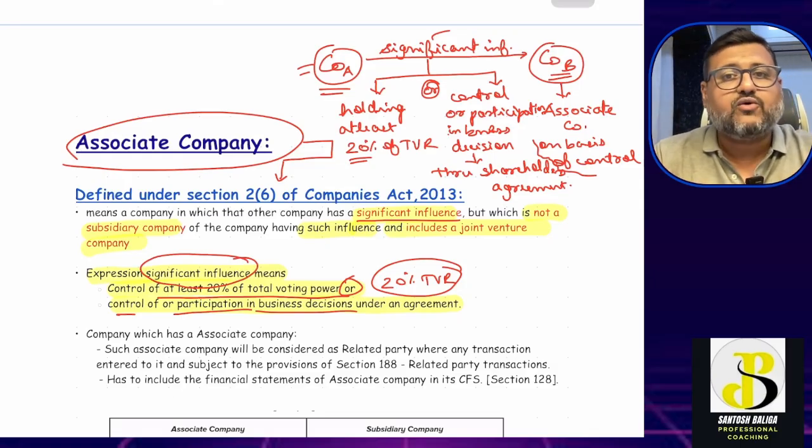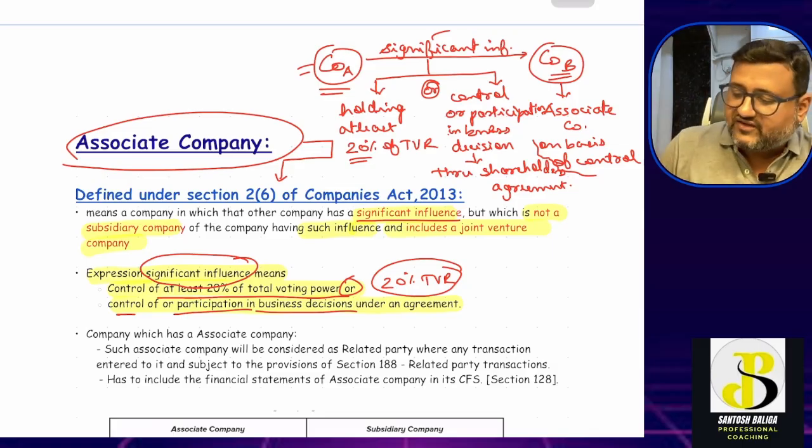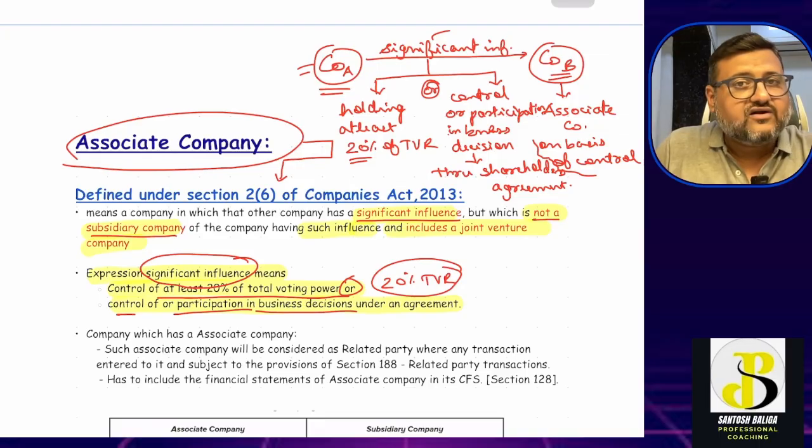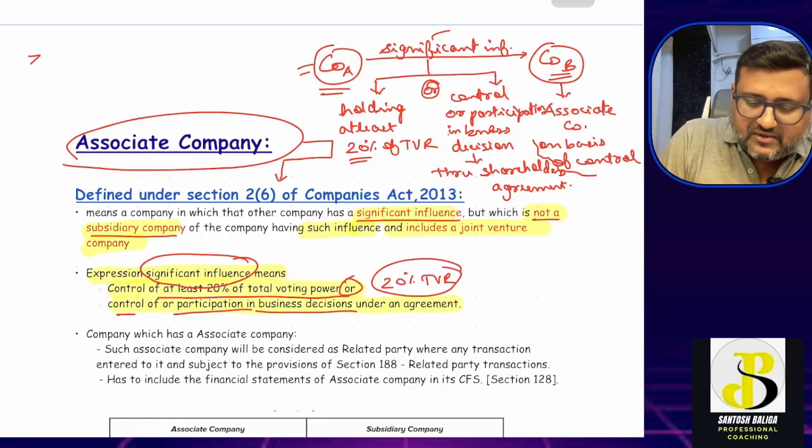Now one more important point that is left in the definition is that it is not a subsidiary company. What does this mean? We have learned what a subsidiary company is. A subsidiary company is a company in which the holding company is holding more than 50%, more than how much?